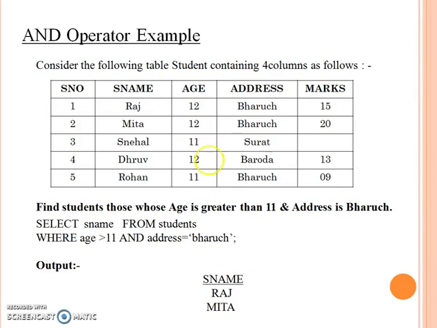But out of these three students, I have to make a condition that I want only those students who are living in Bharuch. So the query will be: select S name, that is your column name, from students, that is your table name, where the column to be checked is age greater than 11 and the second condition is address equals Bharuch. Since we are selecting only the S name, the output is Raj and Meeta, who are living in Bharuch and have age greater than 11. For the AND operator, the thing to be kept in mind is that only if both conditions, that is age greater than 11 and address equals Bharuch, are true simultaneously, will the result be retrieved.